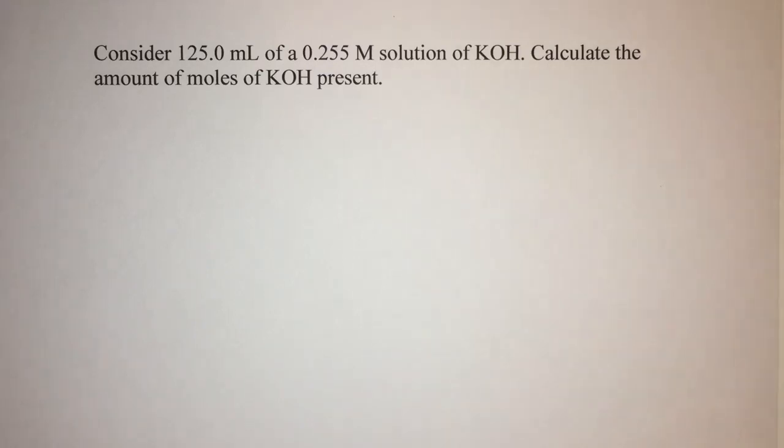So what we'll do here is we'll find the number of moles present in a solution. Then I'll give you another example where we find the number of grams of solute present in solution. So in the first example, notice that we have a 125.0 milliliter solution. The concentration is given to us, 0.255 molar. And this is a solution of KOH, or potassium hydroxide. The question is to calculate the moles of potassium hydroxide present.